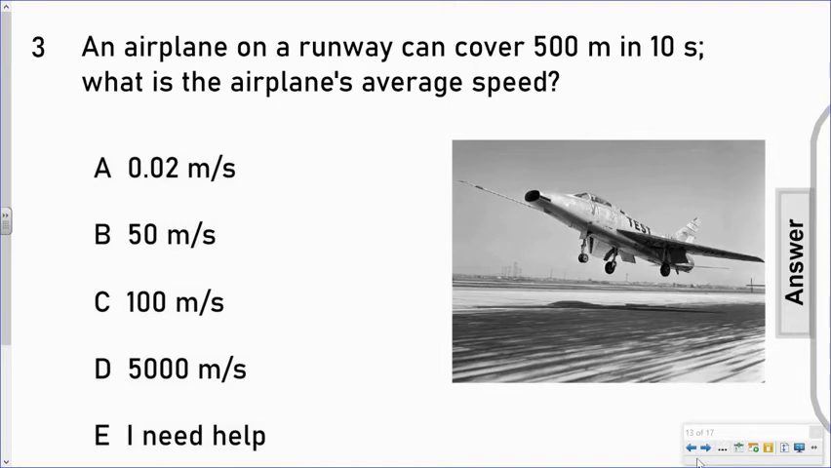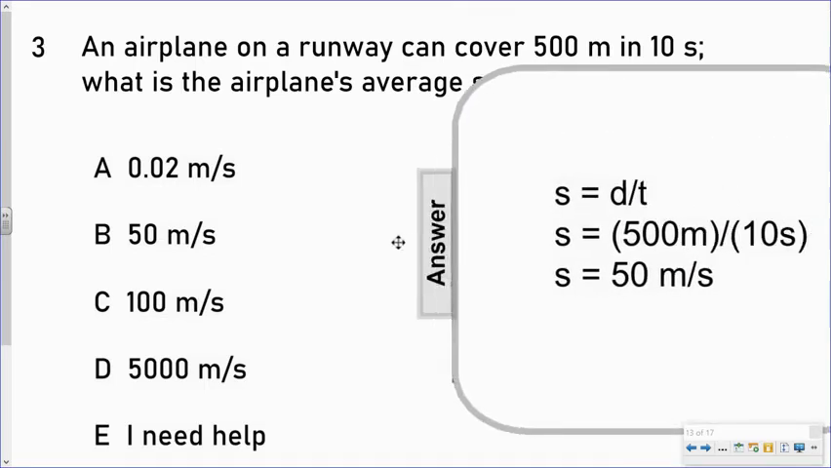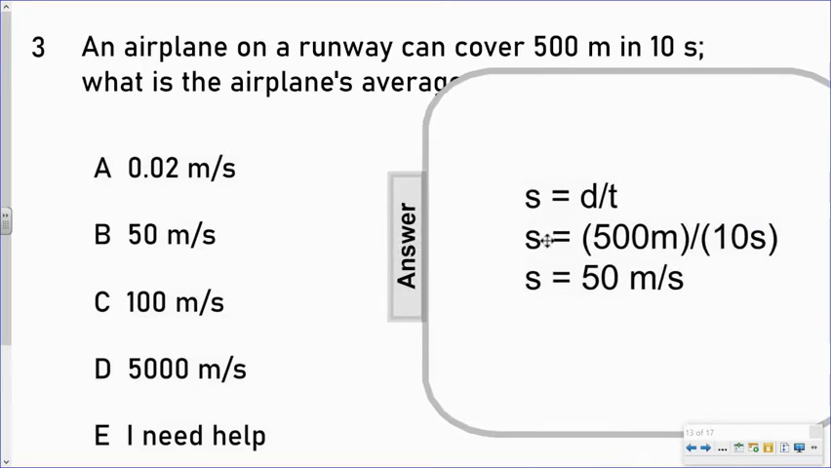For the next question, an airplane on a runway can cover 500 meters in 10 seconds. What is the airplane's average speed? If you got it right, distance divided by time would be that 500 meters divided by 10 seconds, which equals 50 meters per second for your speed.